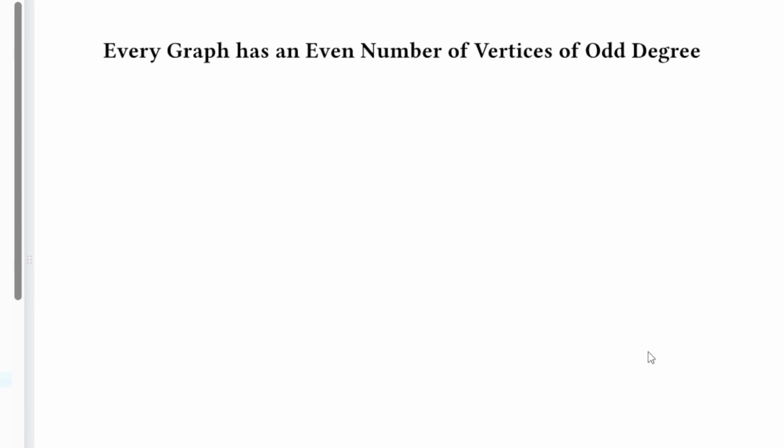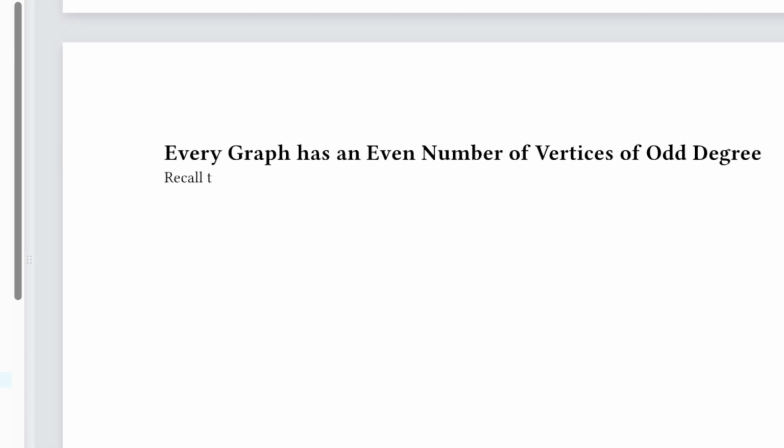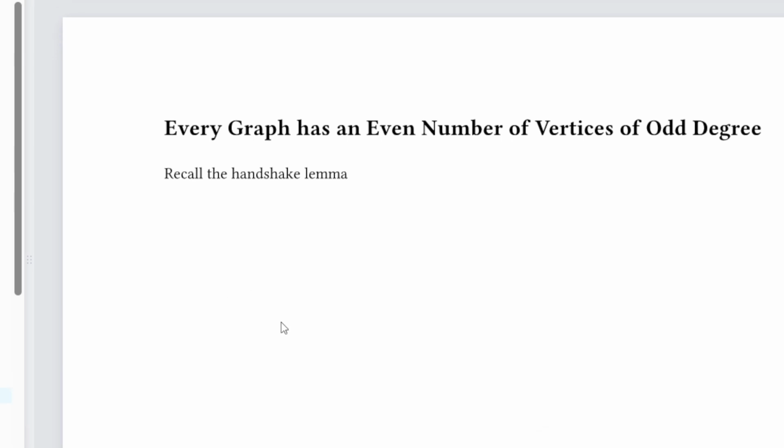In this video, we're going to prove the result that every graph has an even number of vertices of odd degree. So, first, recall the Handshake Lemma, which is one of the fundamental lemmas of graph theory, which states the sum of the degrees of the vertices of a graph is equal to twice the number of edges in the graph. Okay, so this is the fundamental equality.